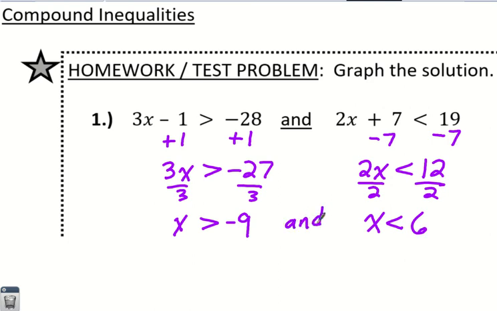And again, the word the whole time is and. So imagine all of the solutions, all of the potential numbers that are greater than -9 and less than 6. What kinds of numbers are greater than -9 and at the same time less than 6? Doesn't that mean basically in between -9 and 6? Because this graph, greater than -9, and this graph, less than 6, are going to basically collide with each other.